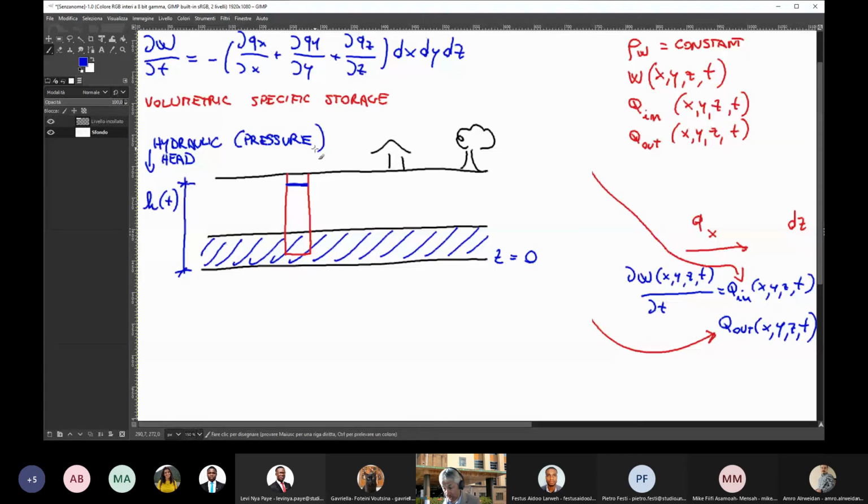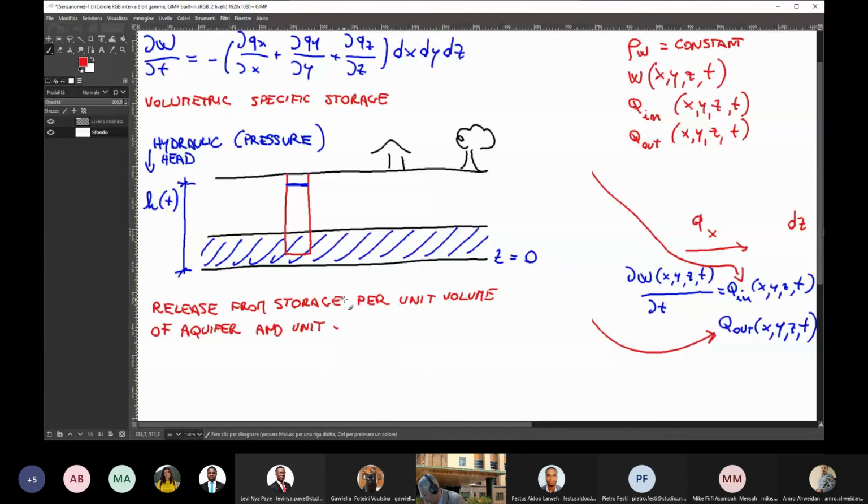So what is the volumetric specific storage? It's the release from storage per unit volume of aquifer and unit decrease of hydraulic head. I write it now in order to make it clear. Release from storage per unit volume of aquifer and unit decrease of hydraulic head; this writing is abbreviated.